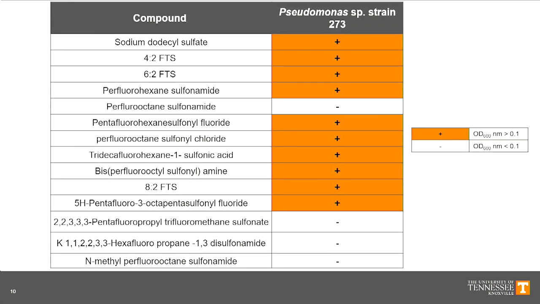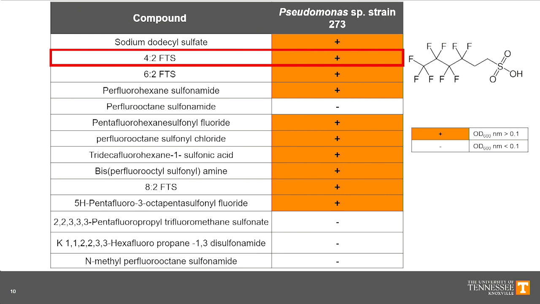So essentially, if we see a positive sign or an orange, it means that the OD increased by more than 0.1, which means that we had a pretty big growth curve. And if it's a minus or white, that means that it was a flat line, so probably no growth. And because we can't necessarily correlate an increase in OD with an increase in cell density, for these results, I want to focus on just this type of PFAS, this 4,2-FTS.